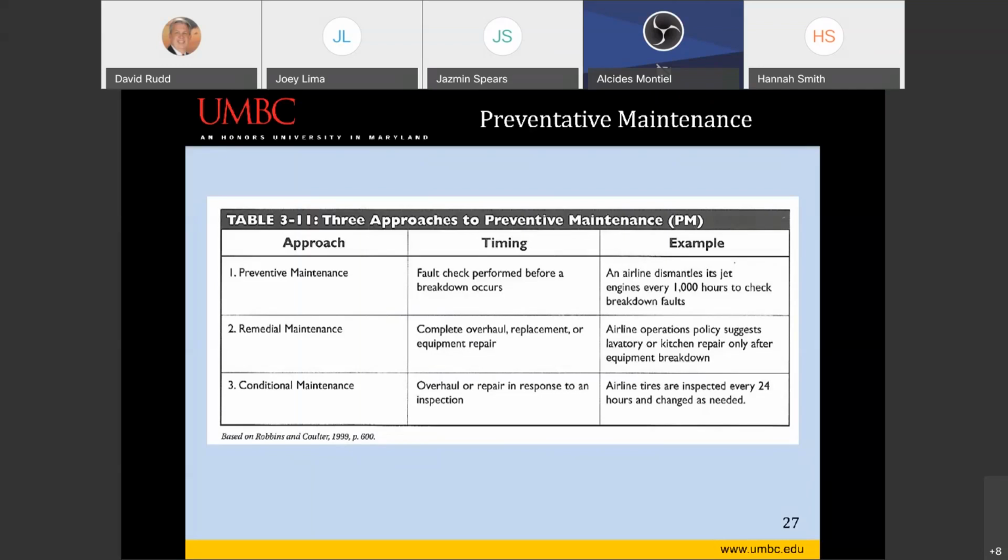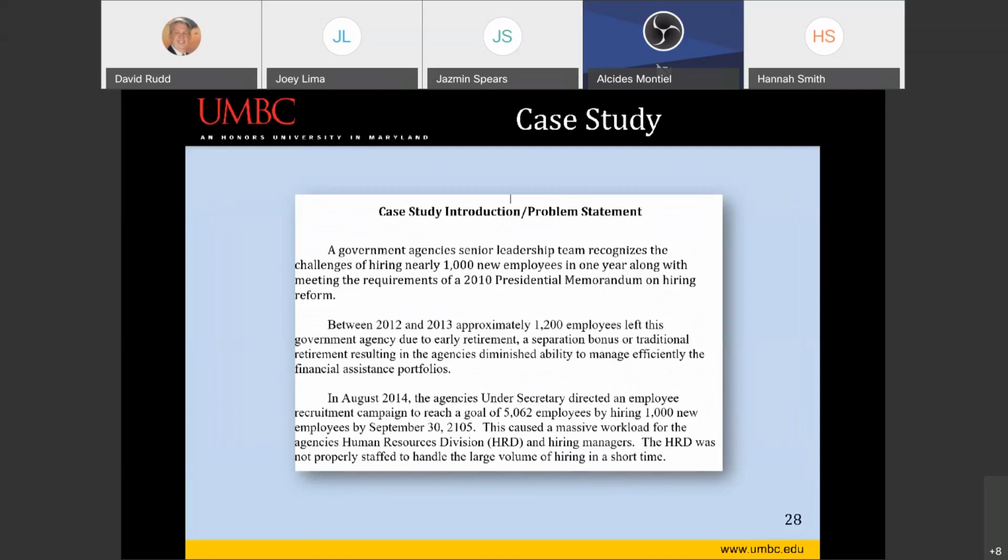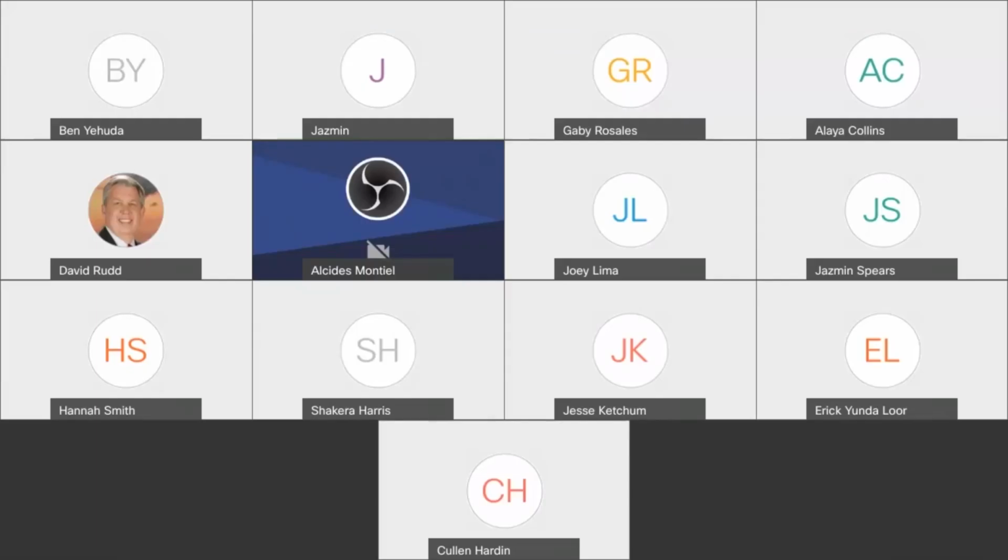So, any questions on the safety engineering or ergonomics or preventive maintenance? All right, if not, we're almost there. We're going to go ahead and just cover our case study very quickly, trying to apply what we learned in this lesson. Let me get that pulled up.